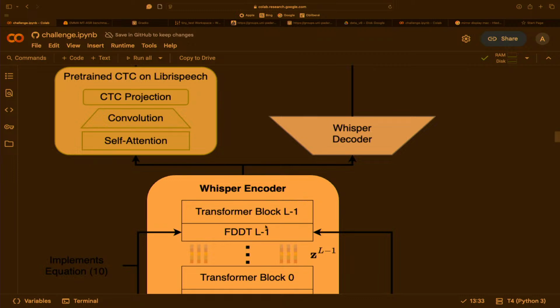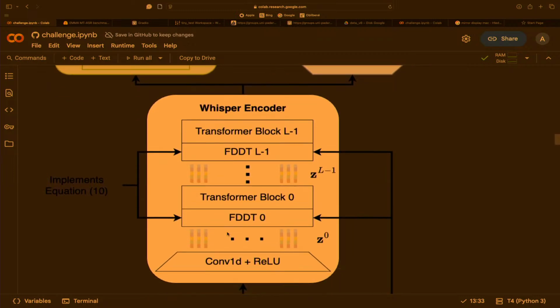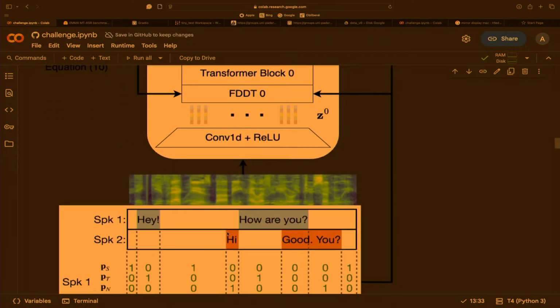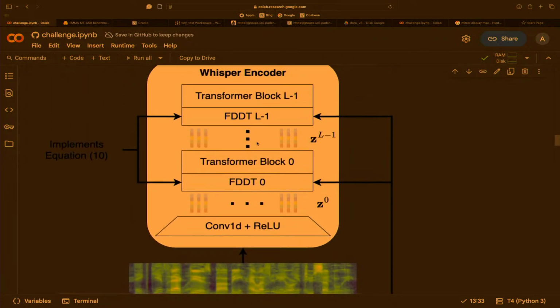So what do we do with these FDDT layers? Just to give you some context, this is the original Whisper encoder, and this is the decoder. So it's an encoder-decoder model. And here is the input mixture that goes to the model.